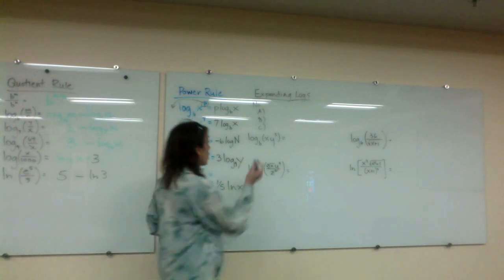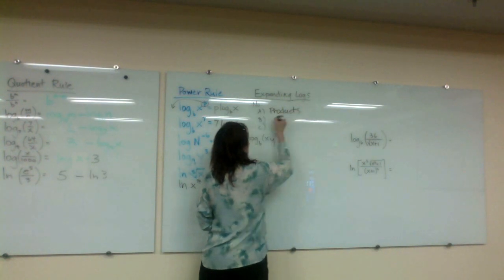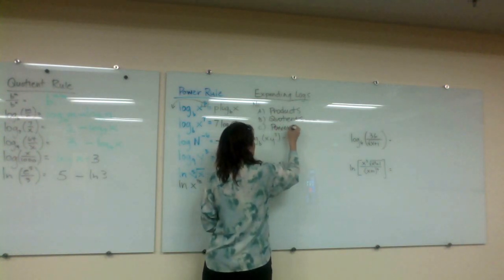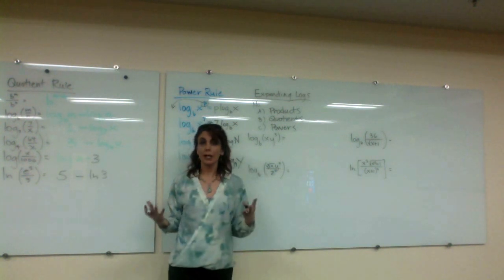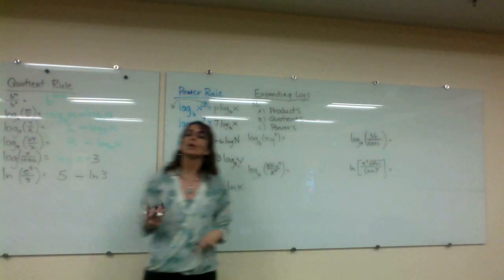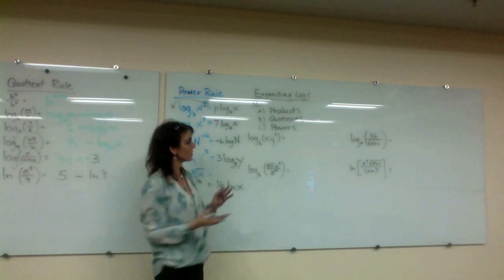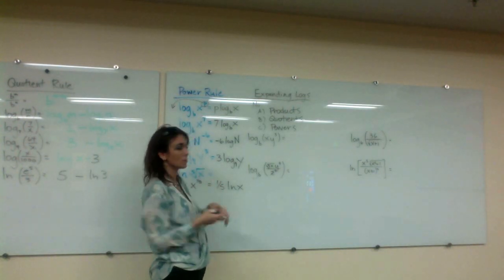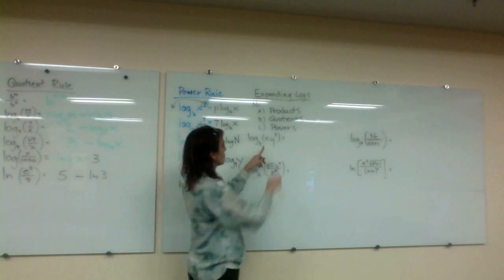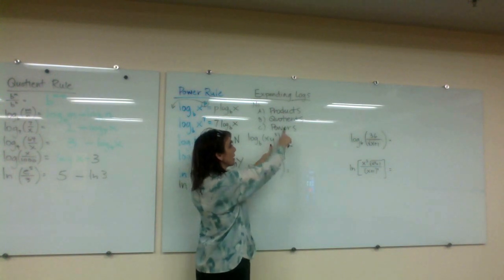No products, no quotients, and no powers. That is talking about whatever we're taking the logarithm of. In this case, we would be looking at x times y cubed. All right, so let's try that one. When you are looking at these, you want to think to yourself, do I see products, quotients, or powers? I need to get rid of them. Do you see that I have a product? I've got x times y cubed. But I also have a power. I've got a cube on the y.